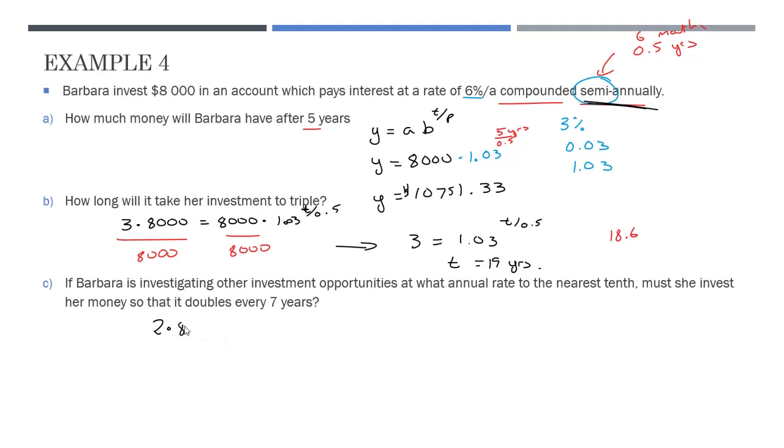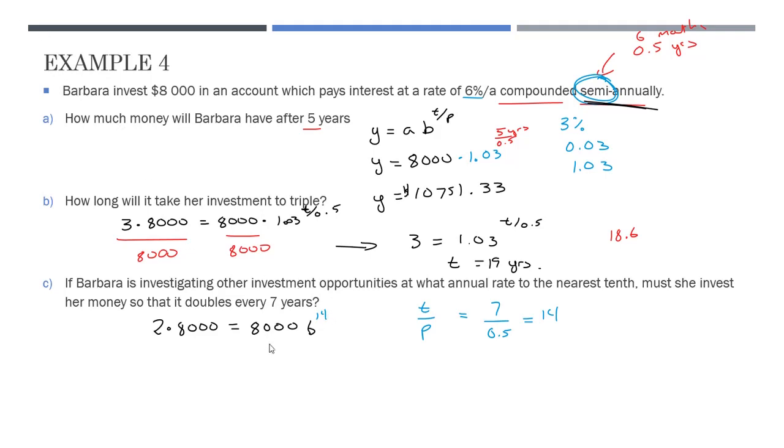We'll say 2 times 8,000 is still her initial investment. So A is still 8,000. We're not sure what the rate of change is, so we'll leave that as b. And the tricky part is this t over p part. So it's over 7 years. Now this period, again, because it's semi-annually, it's going to be 0.5, which really equates to 14. So I'm going to have b to the power of 14.